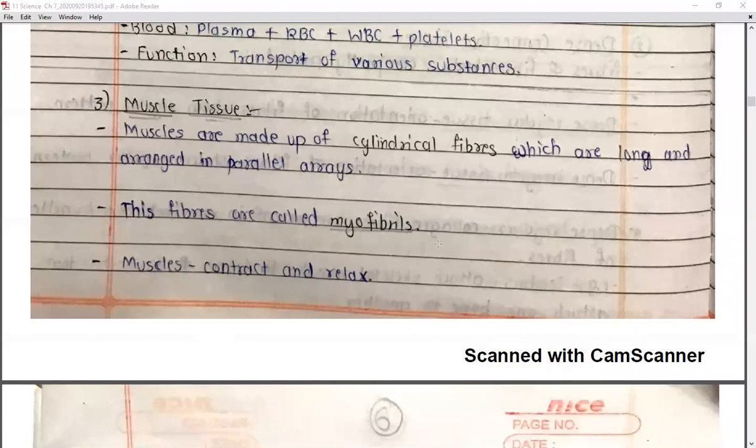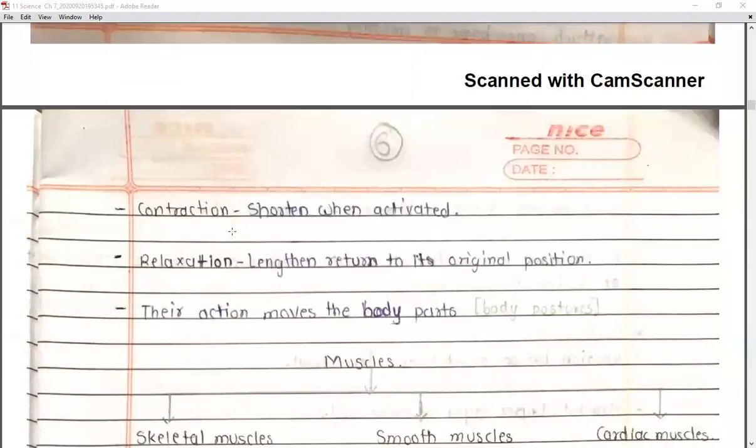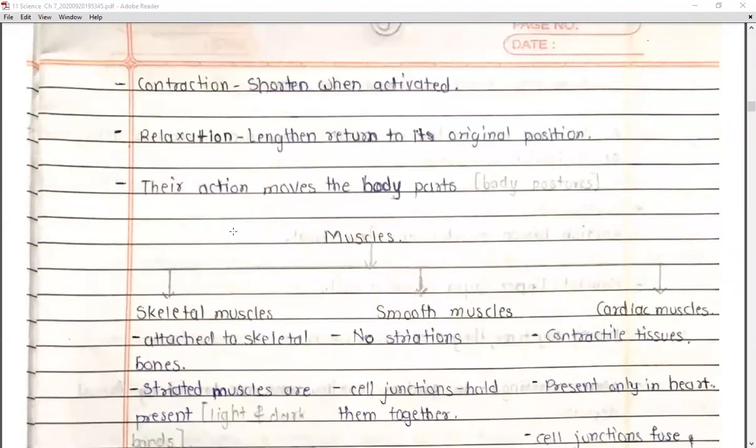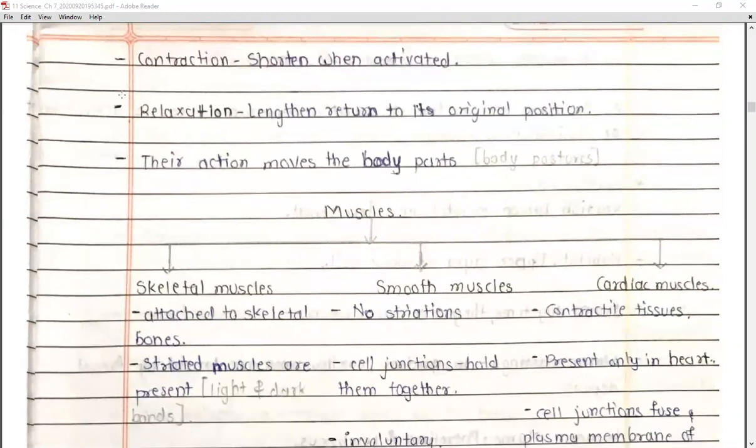And the function of the muscles is to do two things. First is contraction and second is relaxation. So contraction and relaxation are carried out by the muscle cells, or we can say the muscle tissues. Now contraction means what? In contraction the muscles get shortened when activated, and in relaxation they lengthen and return to their original position.